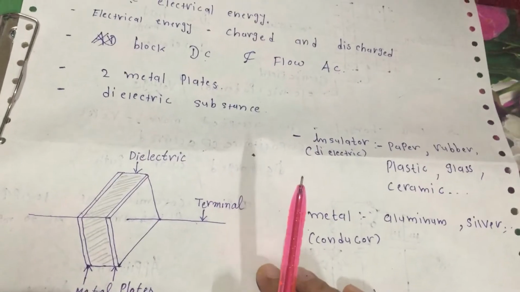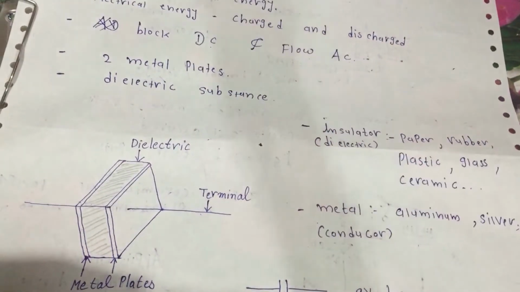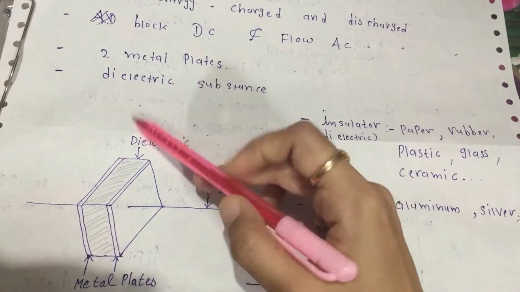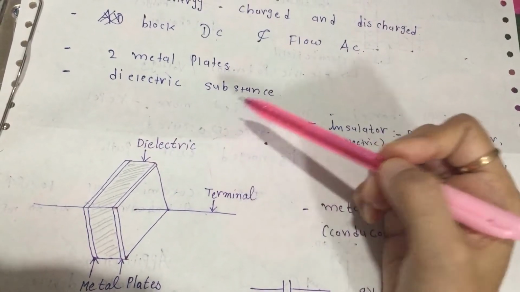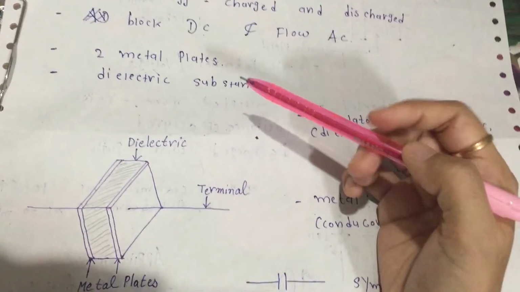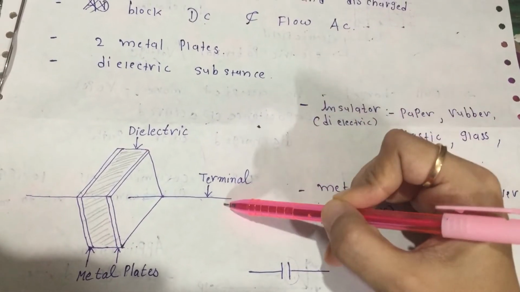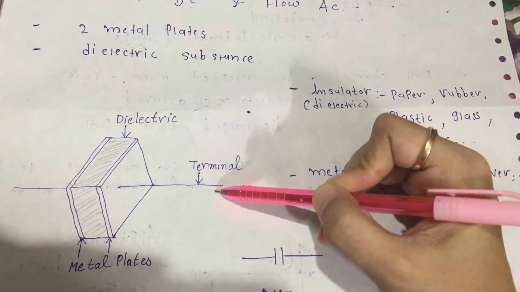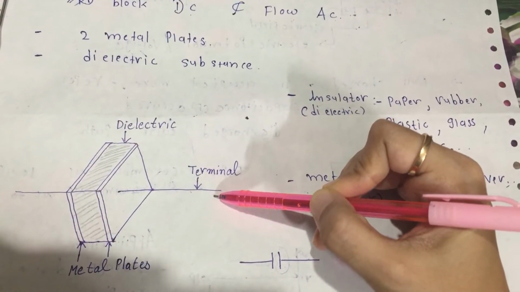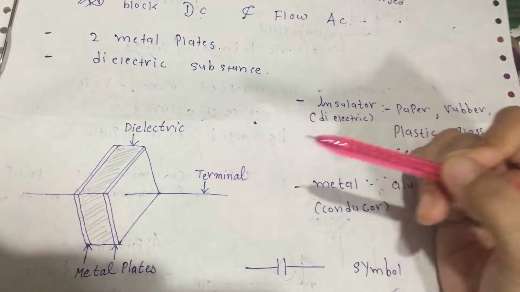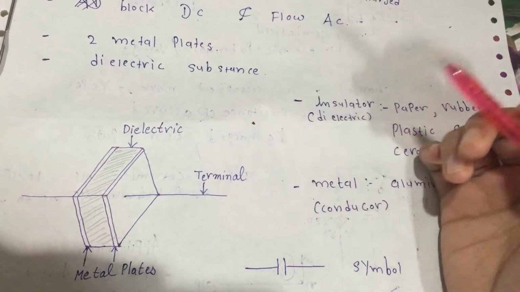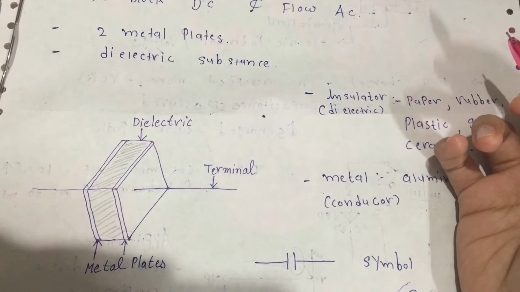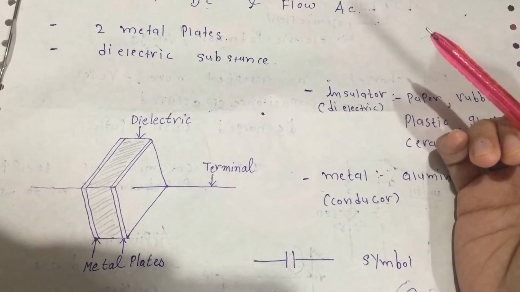Okay, now another thing about the capacitor: this is the structure of the capacitor. There are two metal plates and one dielectric substance. Okay, before we go on, let's see one example of a capacitor. You know that we use aluminum foil to keep food hot. Okay, so it keeps food warm in it. So it is kind of that only.